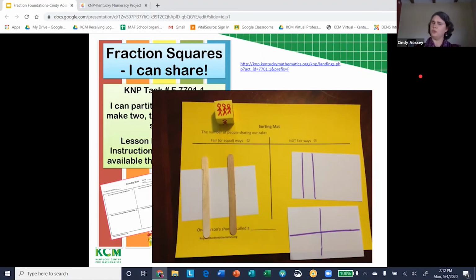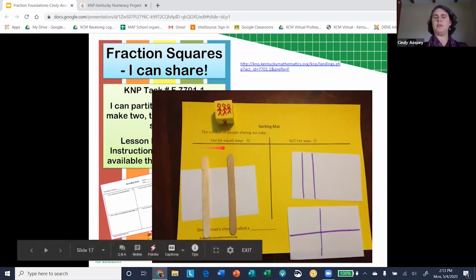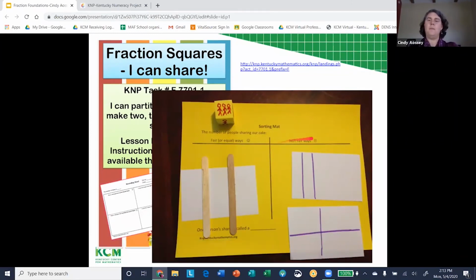And I might give them some tools, right? So I might give them something like popsicle sticks or wikki sticks, and let them kind of map out what they think it would look like. They might fold, they might draw. But one of the things that's really intentional about this is I want them to find ways that are fair, that are thirds. But I want them to find ways that aren't. And that is so, so, so important.